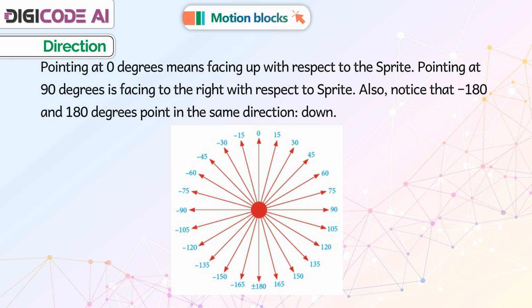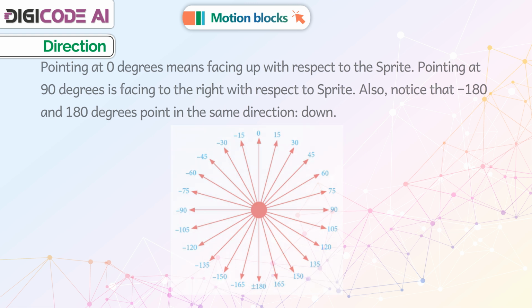Pointing at 0 degrees means facing up with respect to the sprite. Pointing at 90 degrees is facing to the right with respect to the sprite. Also notice that -180 and 180 degrees point in the same direction, down.